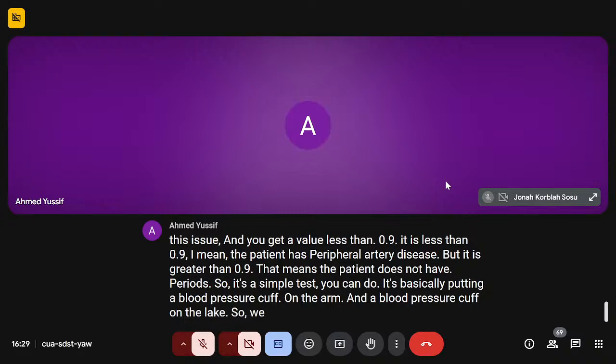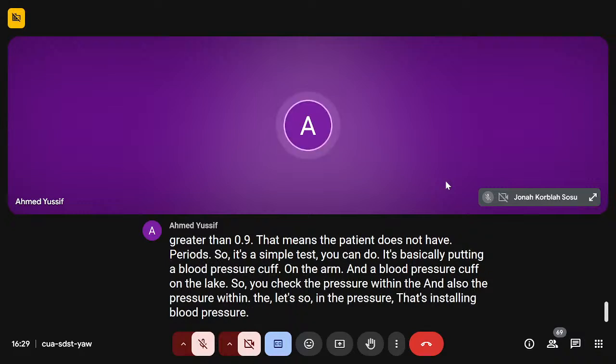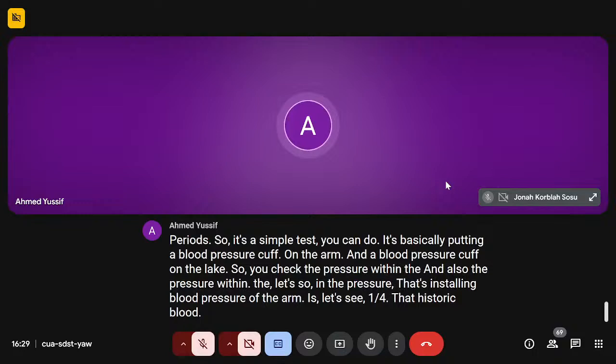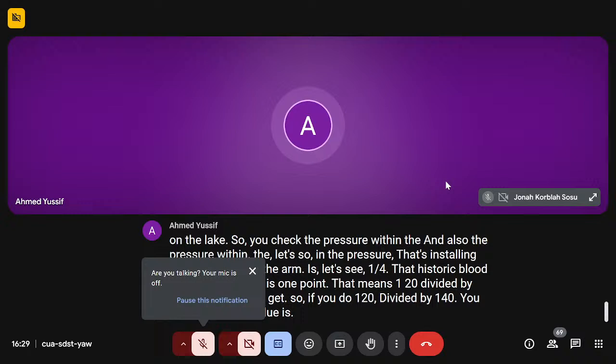So you check the pressure within the arm and also the pressure within the legs. If the systolic blood pressure of the arm is, let's say, 140, and the systolic blood pressure in the leg is 120, that means 120 divided by 140. The value you get is 0.857. This value is less than 0.9.